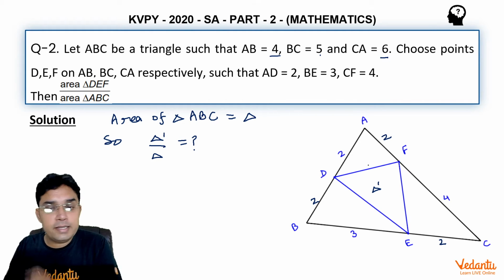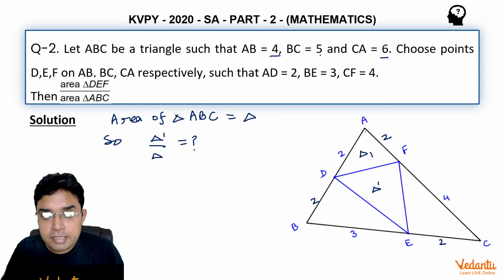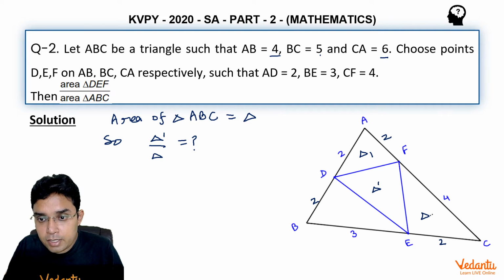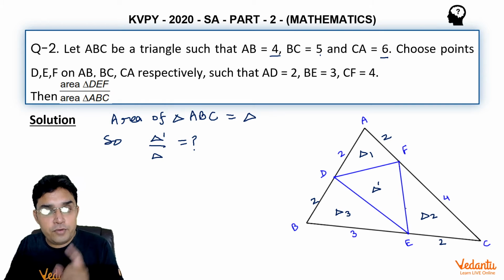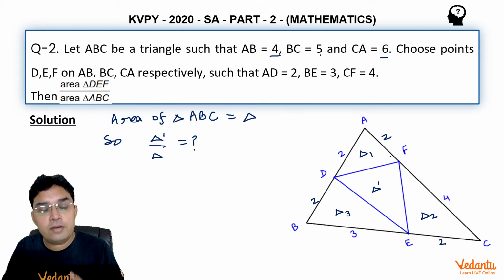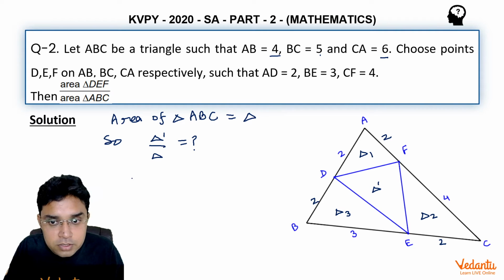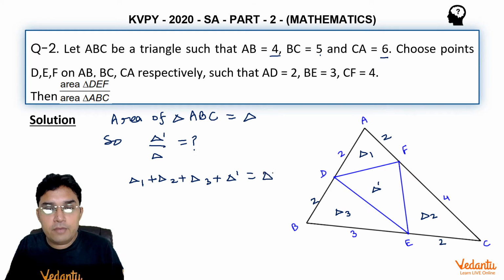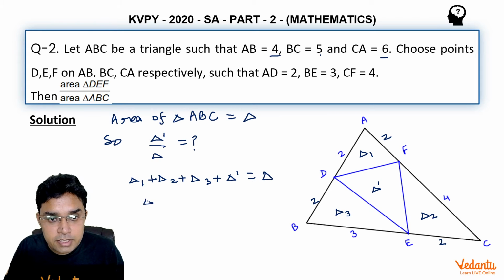Now, to find this, let me define the areas of these triangles ADF as delta 1, similarly delta 2 here and delta 3 here. So I will be finding the ratio of delta 1 with delta, delta 2 upon delta, delta 3 upon delta, and because delta 1 plus delta 2 plus delta 3 plus delta dash has to be equal to delta, I think we will be able to find the ratio of delta dash with delta easily.